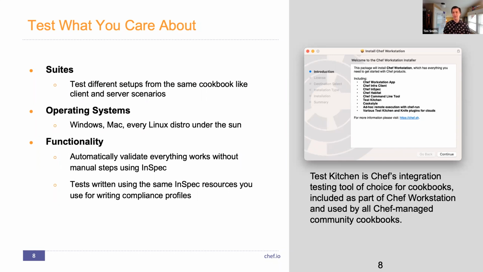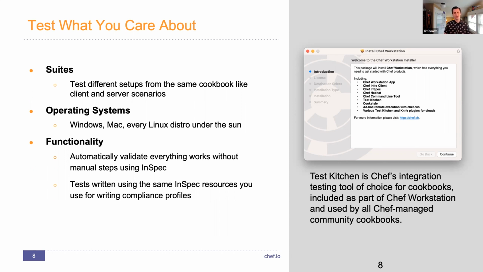It also tests pretty much every major operating system out there. You can test Windows, Mac, and pretty much every Linux distribution under the sun. When you're talking about on the Kitchen Vagrant side, we make Vagrant boxes for all the major Linux distributions. And then I'll talk a little bit later on the Dokken side about how we tackle that same issue.